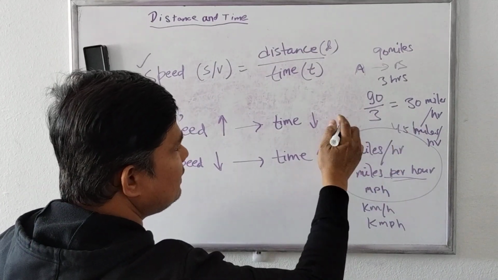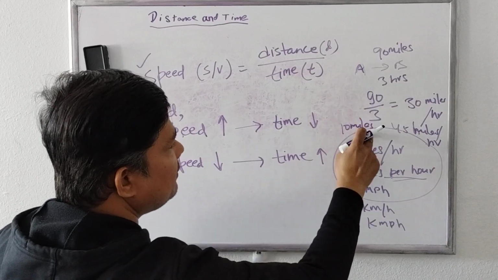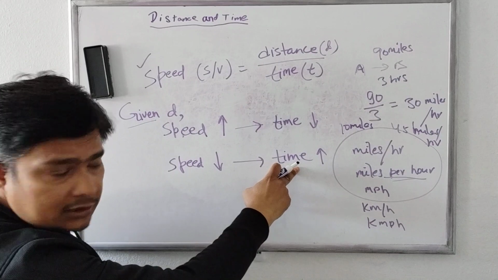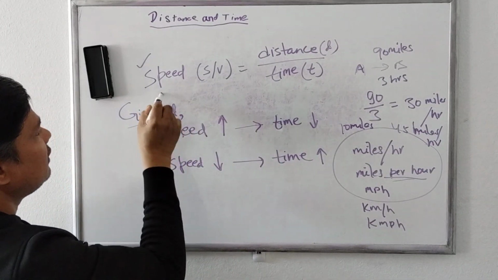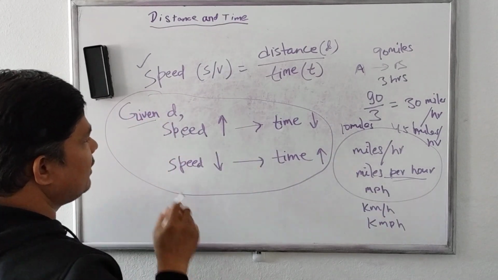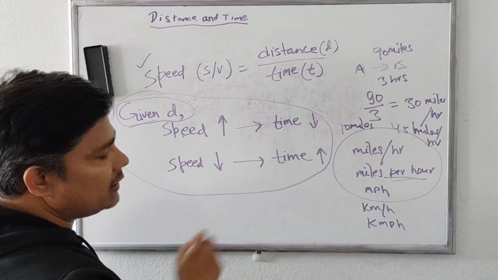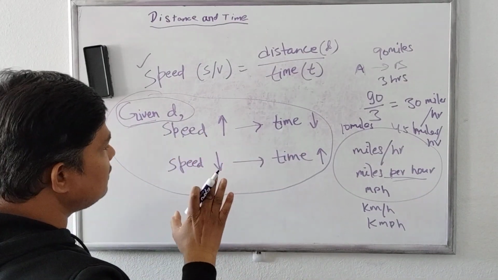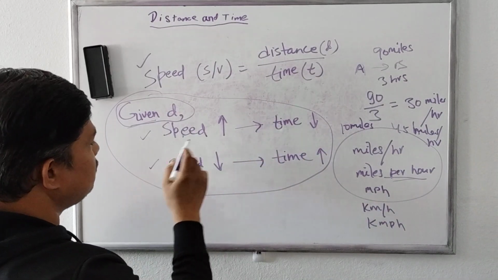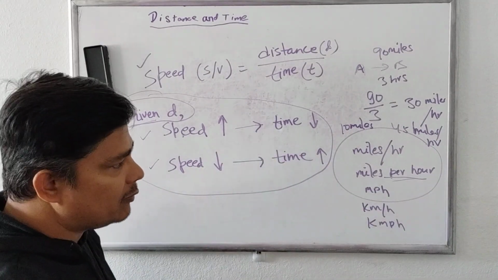If you decrease the speed, it will take more time. So instead of 30, let's say 10 miles per hour. What will happen? 90 divided by 10, 9 hours. So you decrease the speed, time increases. Got it? So remember this relationship between distance, speed and time. It's true for a given distance. If the distance is changing, then we have to figure out the relationship. But if distance is constant, this relationship will be correct. So increase the speed, time will be less. Decrease the speed, time will be more.